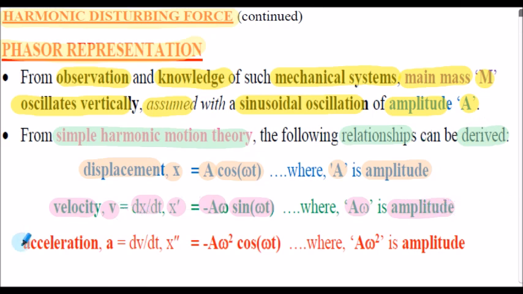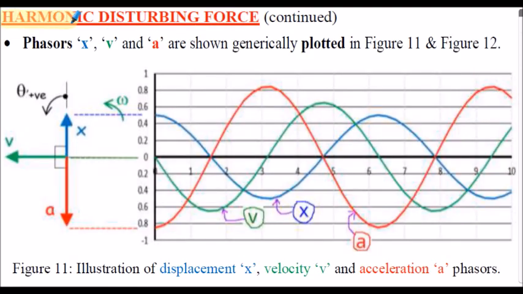And finally, acceleration, a, which can be written as the first differential of velocity with respect to time, or the second differential of displacement with respect to time, x double dash. That's equal to negative A omega squared multiplied by cos omega t. So for the acceleration, the A omega squared is the amplitude of the phasor. Harmonic disturbing forces continued. Phasors of displacement x, velocity v, and acceleration a are generically plotted in figure 11 below and figure 12 on the following slide.